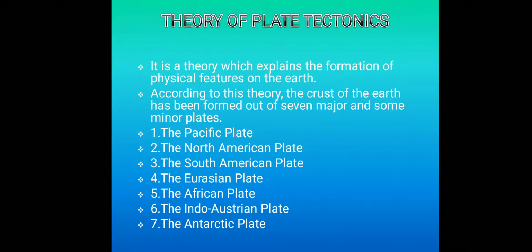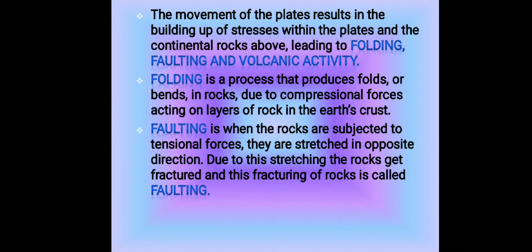According to this theory, the crust of the earth has been formed out of 7 major and some minor plates. These major plates are the Pacific plate, the North American plate, the South American plate, the Eurasian plate, the African plate, the Indo-Australian plate, and the Antarctic plate. The movement of the plates results in the building up of stresses within the plates and the continental rocks above, leading to folding, faulting and volcanic activity.